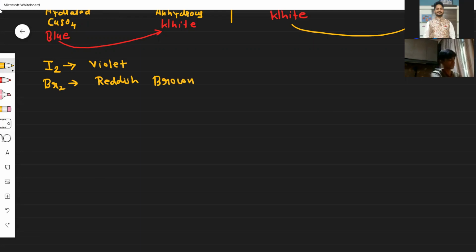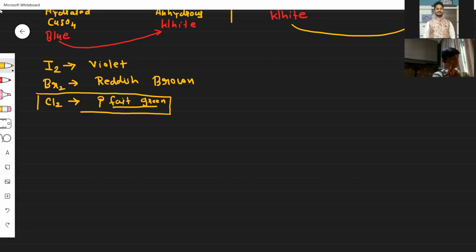And then what about the chlorine? Chlorine is like a bleaching. It has a very faint color, faint greenish, like very faint. But we are not able to predict it with the naked eye. We are not able to see whether it is chlorine or not. And we use the chlorine in the swimming pool for oxidizing.